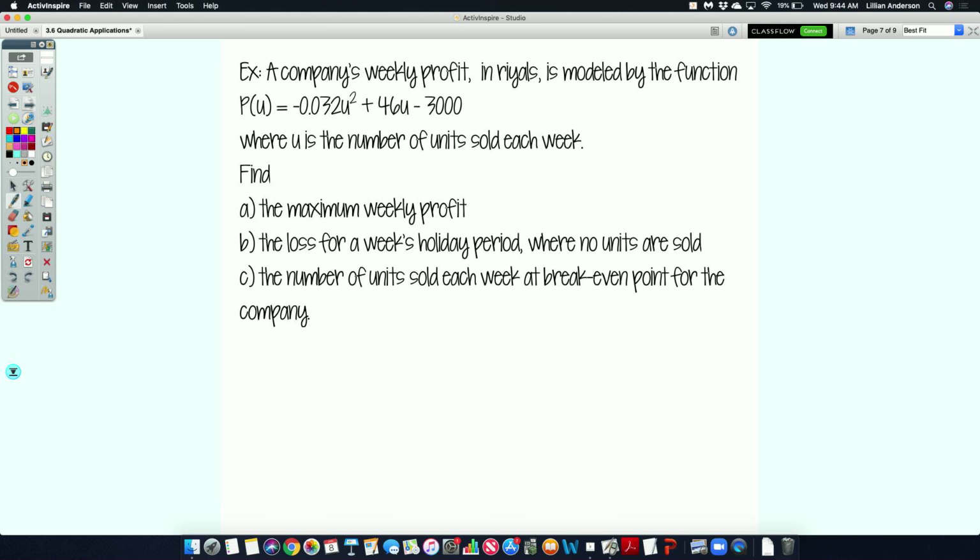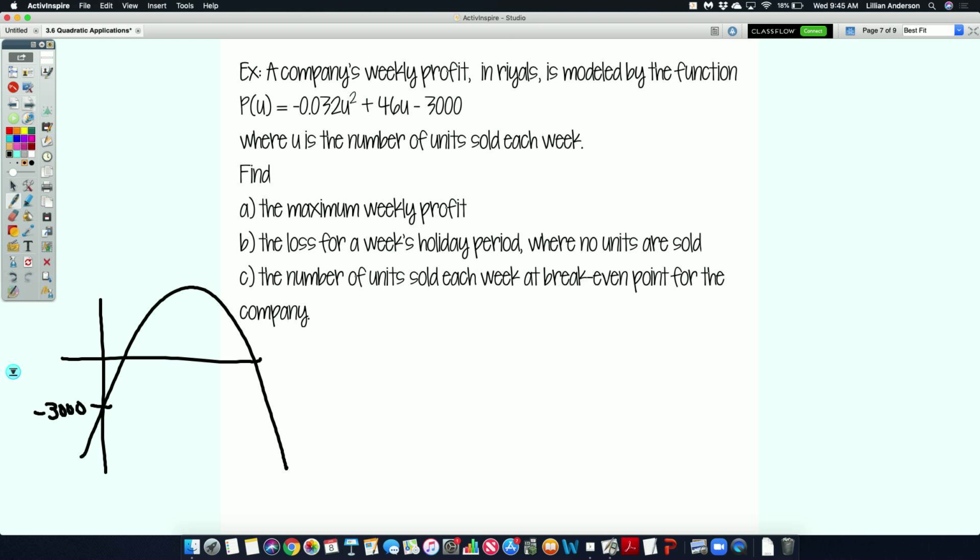Does this parabola, because it is a quadratic, open up or down? Down. It opens down. And more specifically, where is the y-intercept? Negative 3,000. So basically, that's this right here. Okay, this is an example of one that does not cross at 0, 0, because the y-intercept is at negative 3,000. It does open down because A is negative.